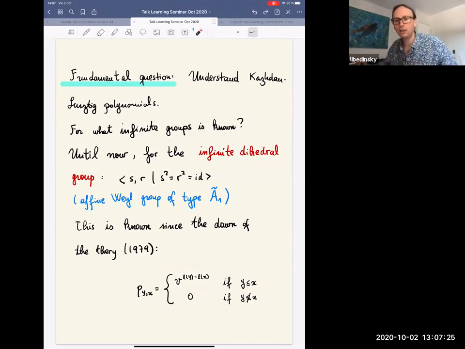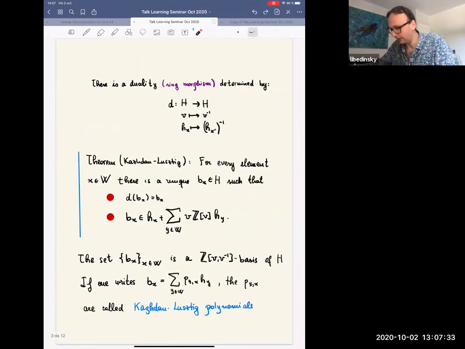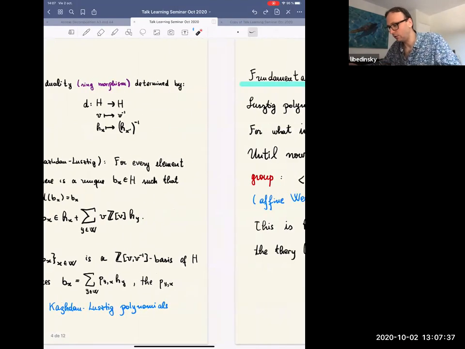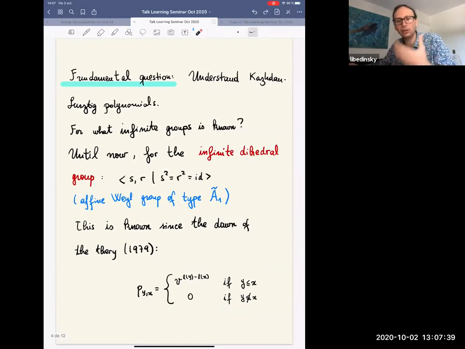You can calculate finite groups by computer. You can define it like this, but there is also an algorithm to calculate Kazhdan-Lusztig polynomials algorithmically, but it's very slow. Anyway, you can calculate small groups. But for infinite groups, there was nothing known.